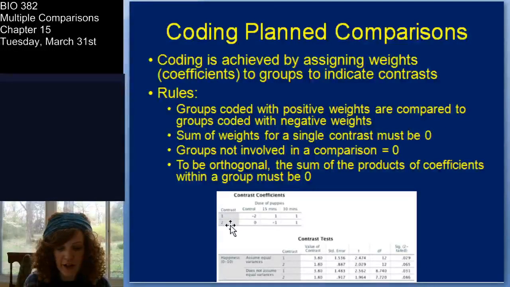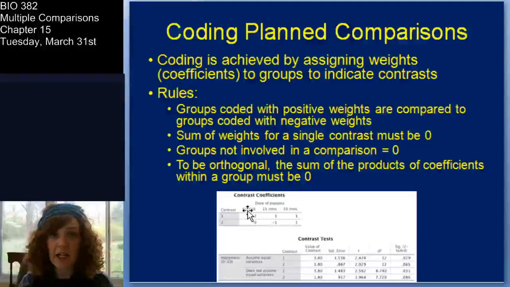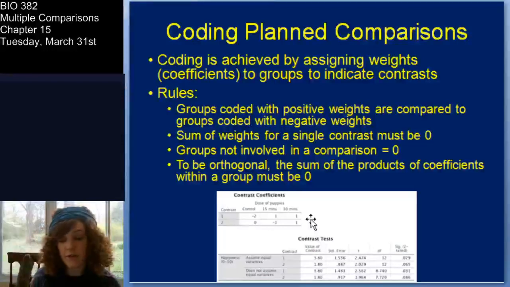We're doing two contrasts. Here's the thing, when you're doing orthogonal contrasts, you're going to do P minus 1, P being the number of groups in your ANOVA, P minus 1 contrasts. So here they had 3 groups, so 3 minus 1, they're doing 2 contrasts. If I had 5 groups, it could be 4, okay? So groups coded with positive weights are compared to groups coded with negative weights.